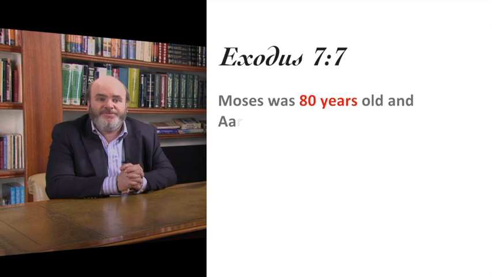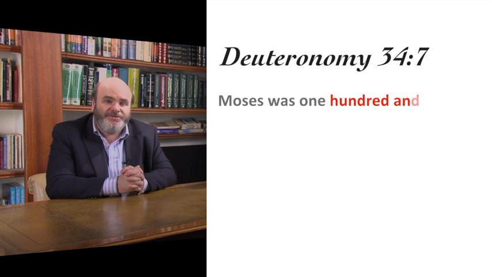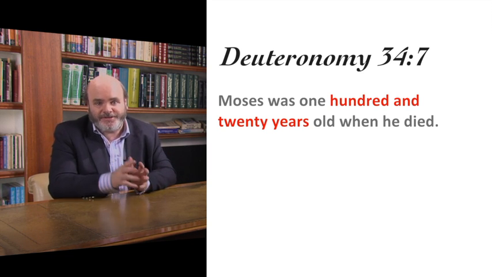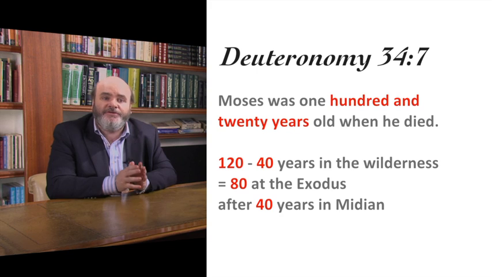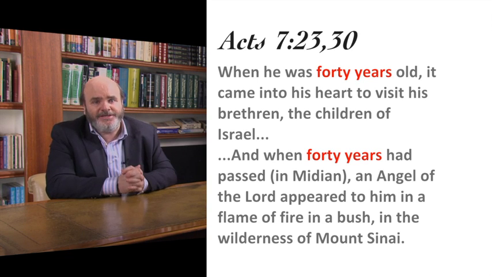Now, Moses was 80 years old, and Aaron was 83 years old when they spoke to Pharaoh. That's according to Exodus 7:7. We can see this timing also from Moses' death at 120, because Deuteronomy 34:7 tells us Moses died at 120. And this, of course, was at the end of 40 years of wilderness wanderings. Therefore, he had to be 80 at the Exodus. But it's Acts 7 that reveals to us that he was in Egypt for 40 years, and then in Midian for 40 years, making up those 80 years.